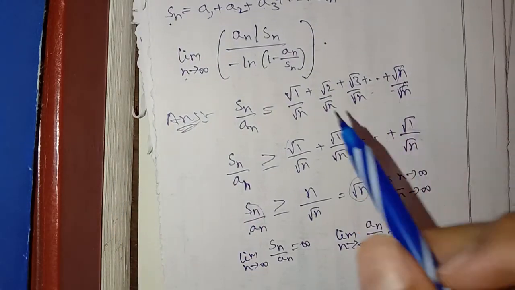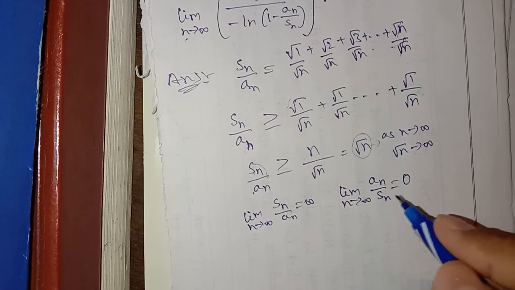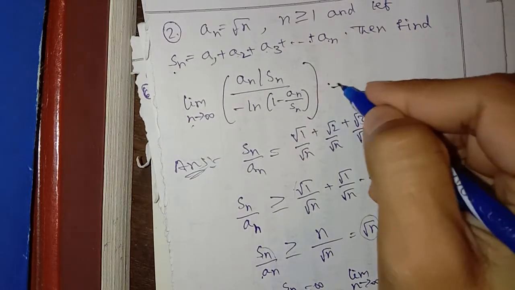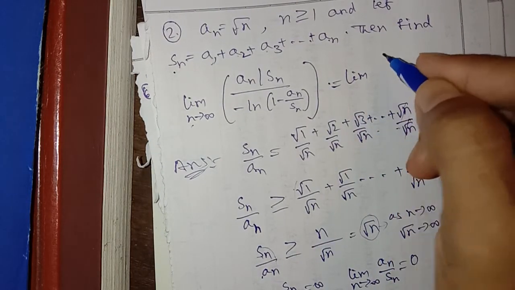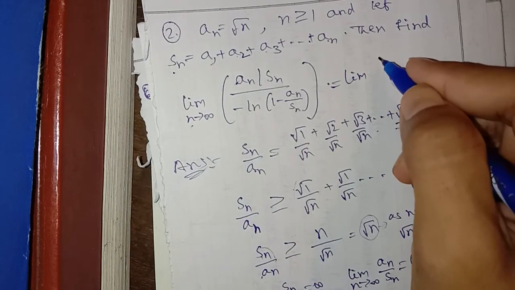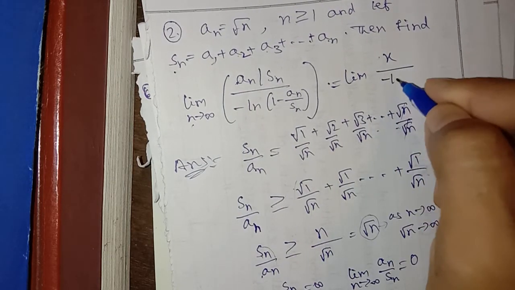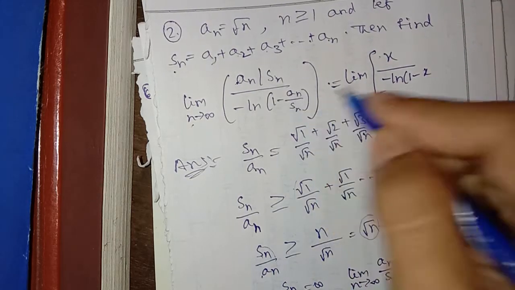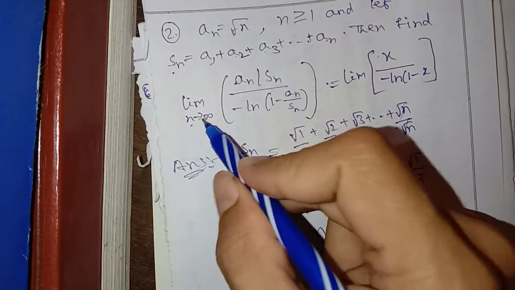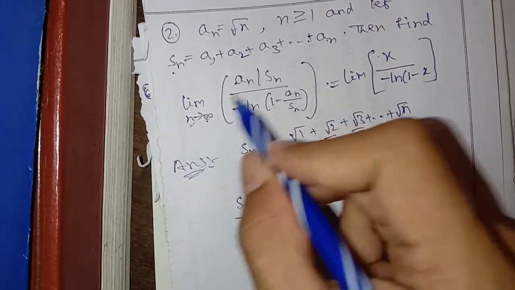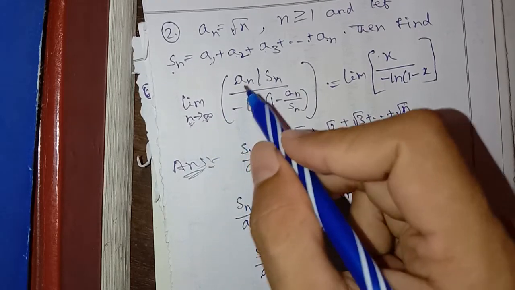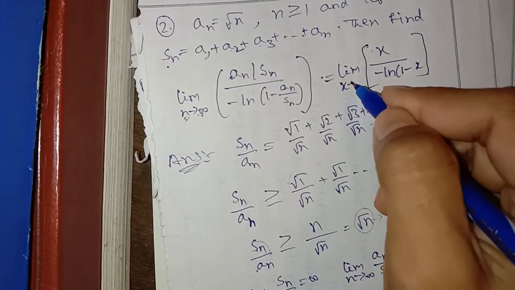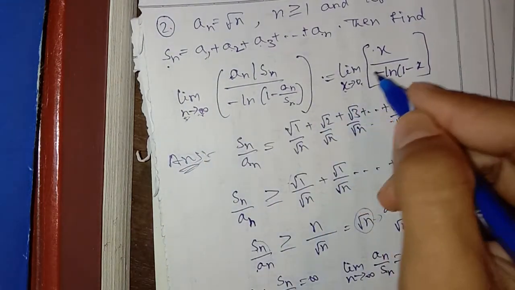So in the place of an by Sn, we can write x. Here we can put limit n tends to infinity; in the place of an by Sn, we write x divided by minus ln of 1 minus x. As n tends to infinity, an by Sn becomes 0. So x becomes 0. If n tends to infinity, x tends to 0.